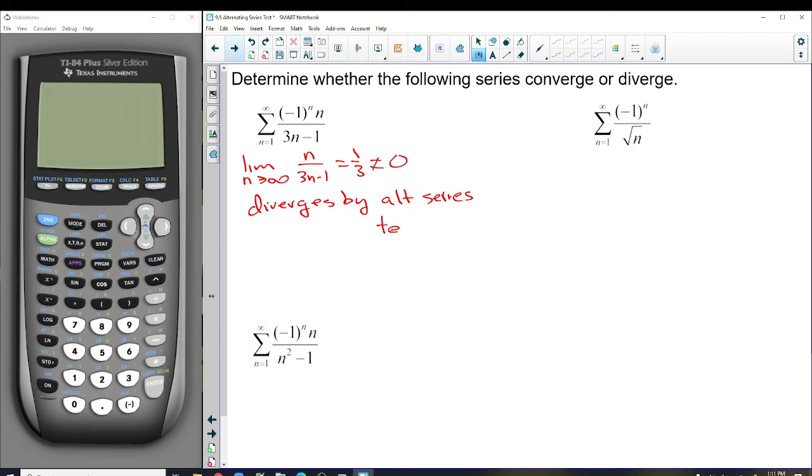So this is kind of a repeat of what we just did, just a little more practice. The limit as n approaches infinity of 1 over square root of n, that's equal to 0. And 1 over square root of n plus 1 is less than 1 over square root of n.